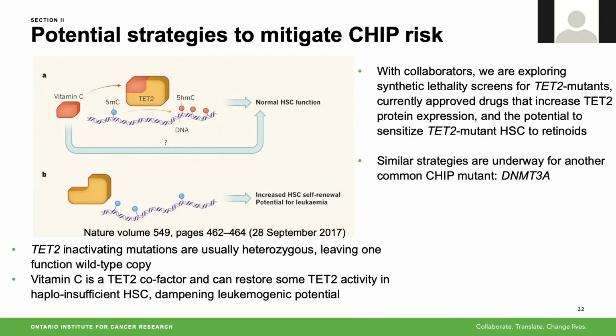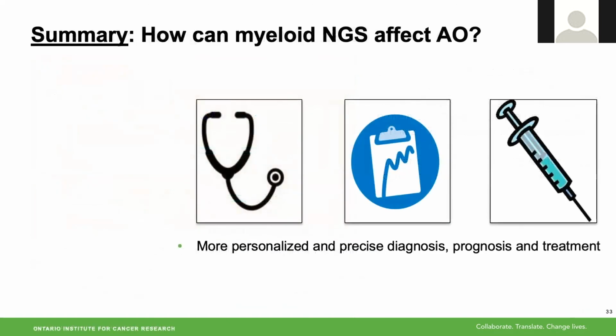And with collaborators, including Stephen Chan here in Toronto, we're exploring synthetic lethality screens for TET mutants, looking for currently approved drugs that can increase the expression of the wild type copy of TET2 and the potential to sensitize TET2 mutants in other ways. And at meetings, we're hearing that similar strategies are underway for other mutations associated with CHIP. And so maybe targeting the clone at the earlier stages could offer some risk mitigation and health optimization.